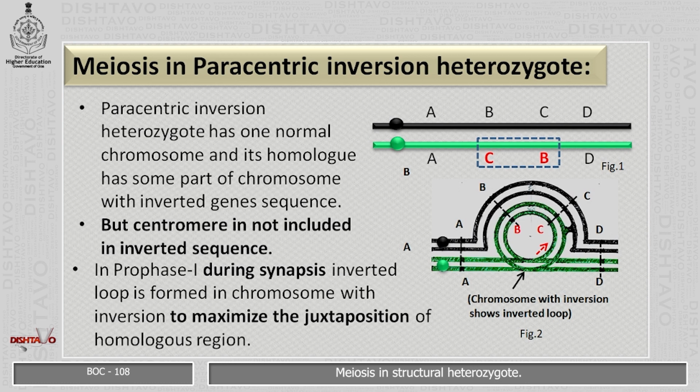Meiosis in paracentric inversion heterozygote. A paracentric inversion heterozygote has one normal chromosome and its homologue has some part of the chromosome with inverted gene sequence, but the centromere is not included in the inverted sequence. This you can see in figure 1. In prophase 1, during synapsis, an inverted loop is formed in the chromosome with inversion to maximize the juxtaposition of homologous regions, which you can see in figure 2.